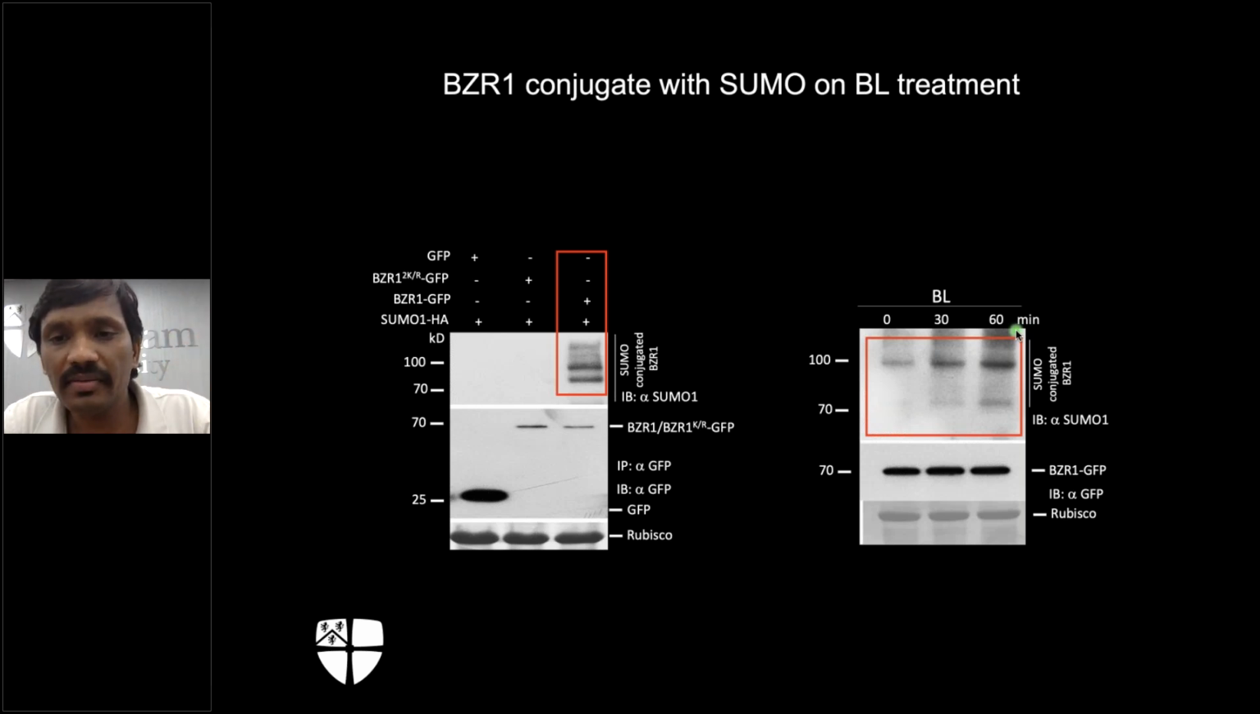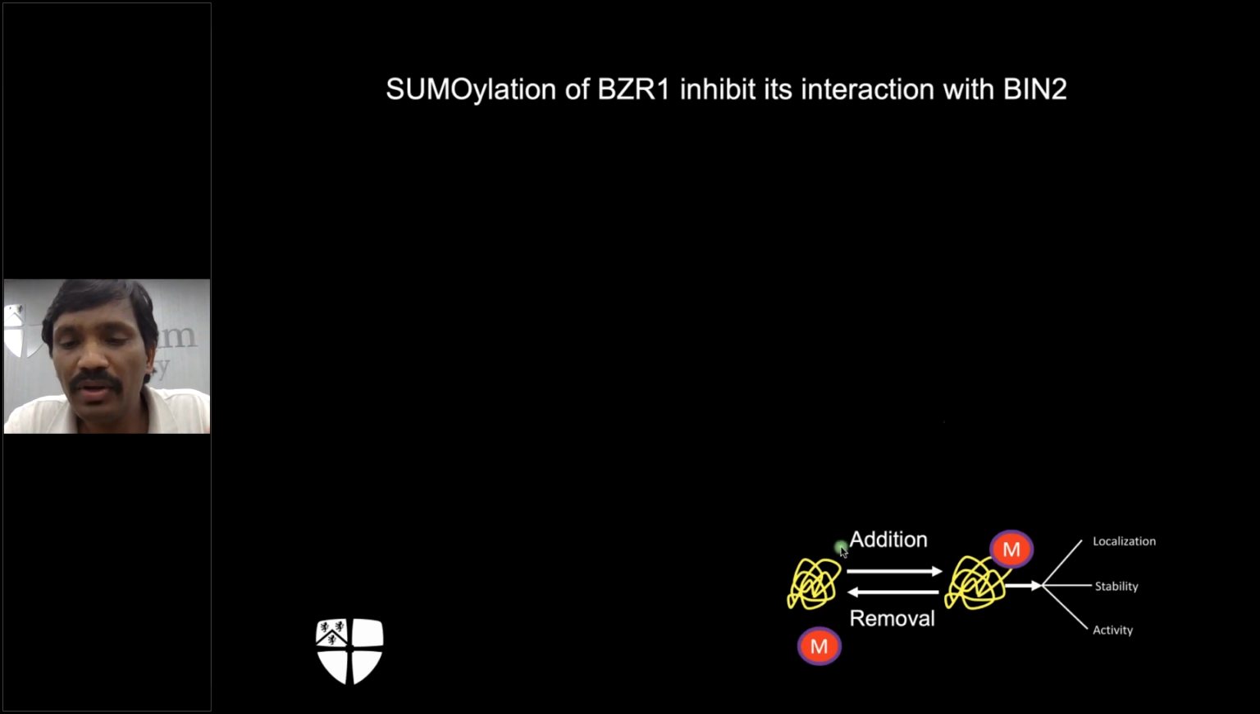So once BZR1 is modified, what is happening? The question was how this modification is modulating the action of BZR1. There were three possibilities, basically: localization, stability, and activity. And we started looking at all of them.